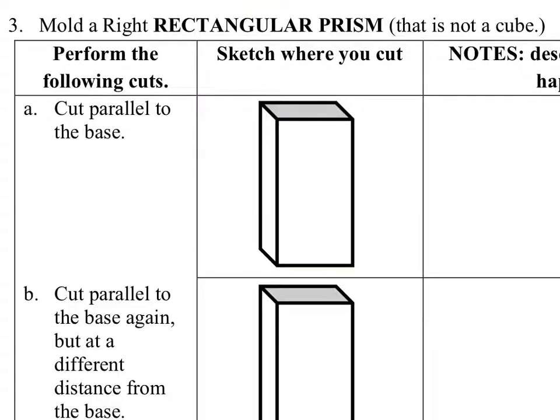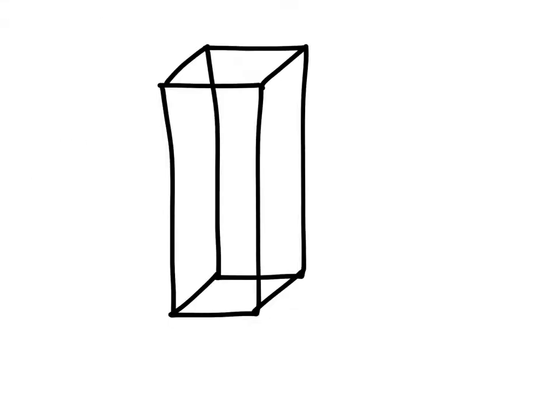Mold a right rectangular prism that is not a cube, which we're looking at right now. The first one, A, says to cut parallel to the base. The base on this one, we'll say, is this bottom, and it's a square right now. We're going to cut it parallel to the base, which means I will put a razor blade along this line, and then cut straight horizontally. Oh my gosh. And now, what has happened? Let's go ahead and clean this up, okay?